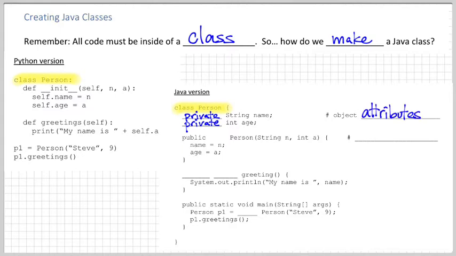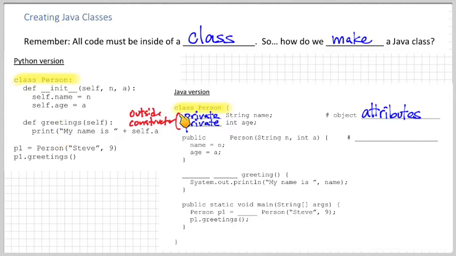Now, notice something interesting about our attributes here. In Java, the attributes are outside the constructor. And that's different than in Python. In Python, the attributes that we made, we could make them wherever we want. We would typically create them inside of the constructor. We could have put them down below as well. I could have created a brand new attribute within greetings if I wanted to.